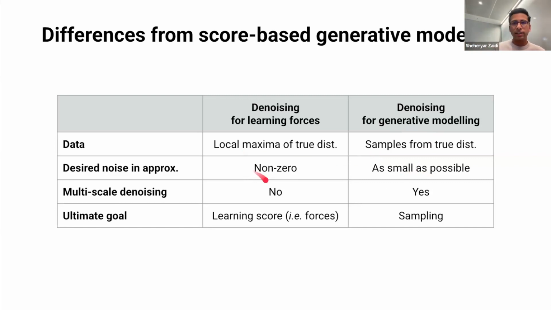That's one thing. But in our case, we actually want a non-zero amount of noise. The reason being, we only have examples at each mode, so we need some sort of thickness around each mode to be able to capture the fact that the Boltzmann distribution is not just a delta there, but it might have a little bit of thickness around there.